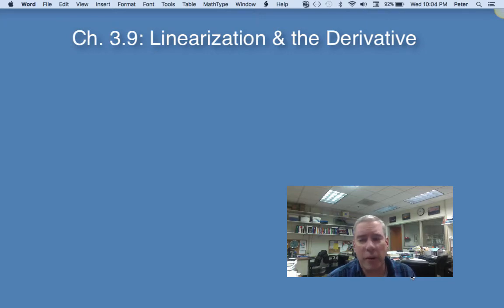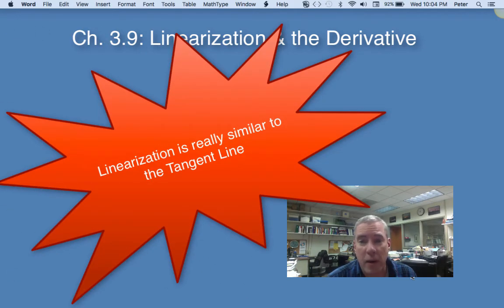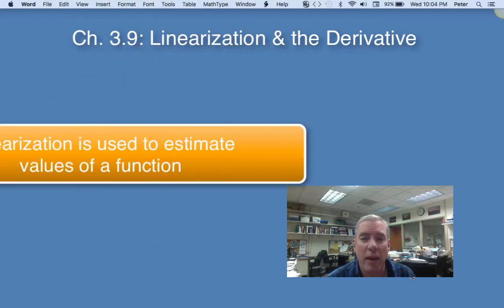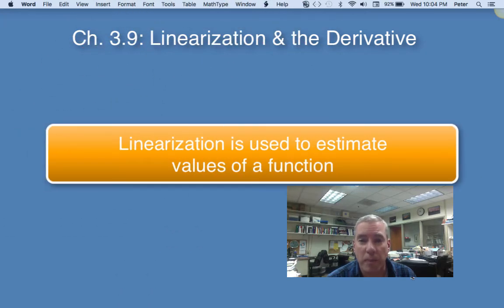Now that might sound very new and pretty extravagant, but a linearization is just something we've been doing for many sections now. We've been finding a tangent line. Well, in this section we changed the name of tangent line to the linearization. And we're going to use that tangent line to estimate the value of a function.